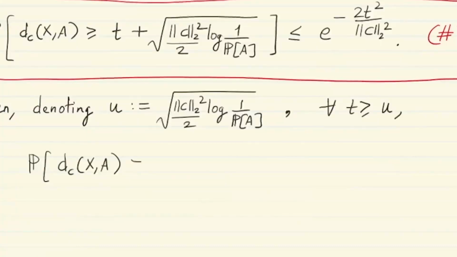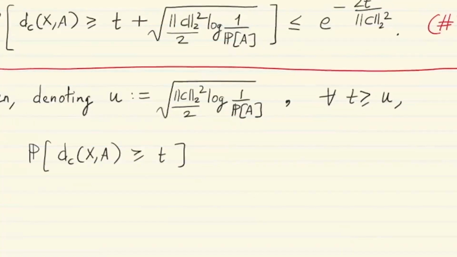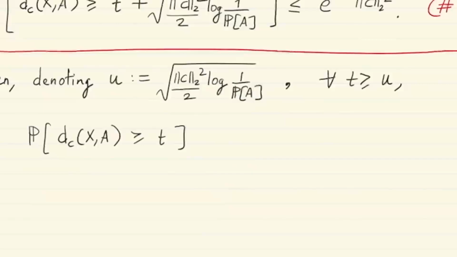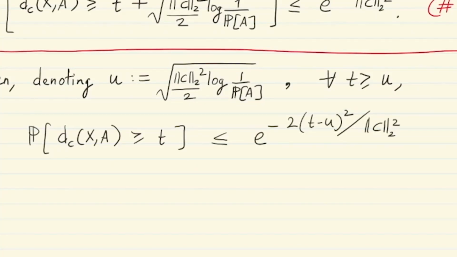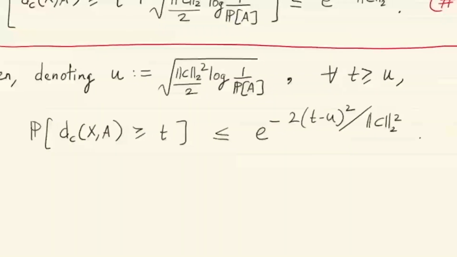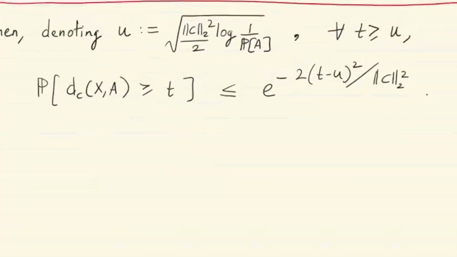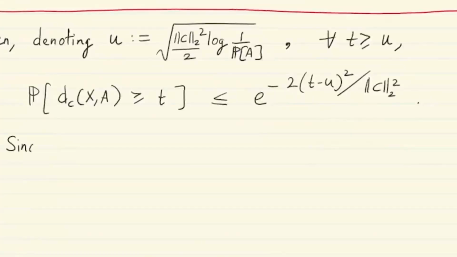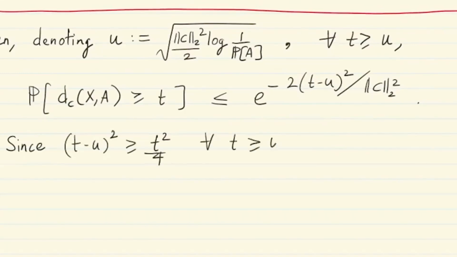D_c(X, A) exceeding t. So we add and subtract u from this t, t minus u plus u, and we have e to the minus 2 (t minus u) the whole square by norm c square. That's what the inequality labeled by hash gives you. And we can also show a simple lower bound that (t minus u) the whole square is at least t square by 4 for all t larger than 2u.